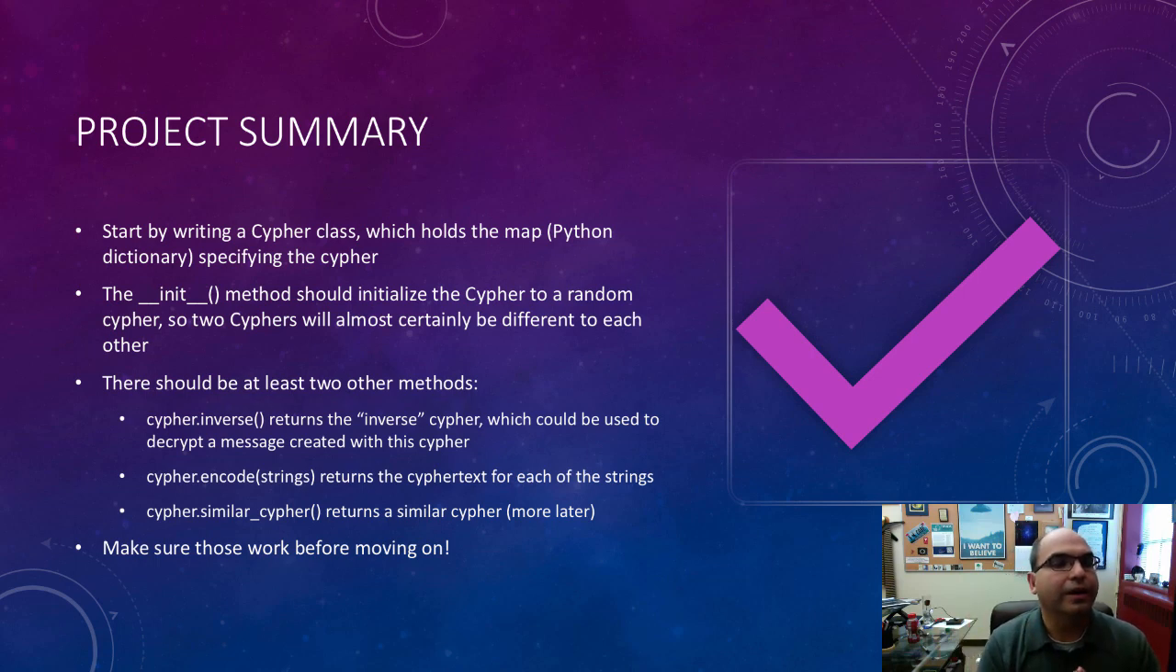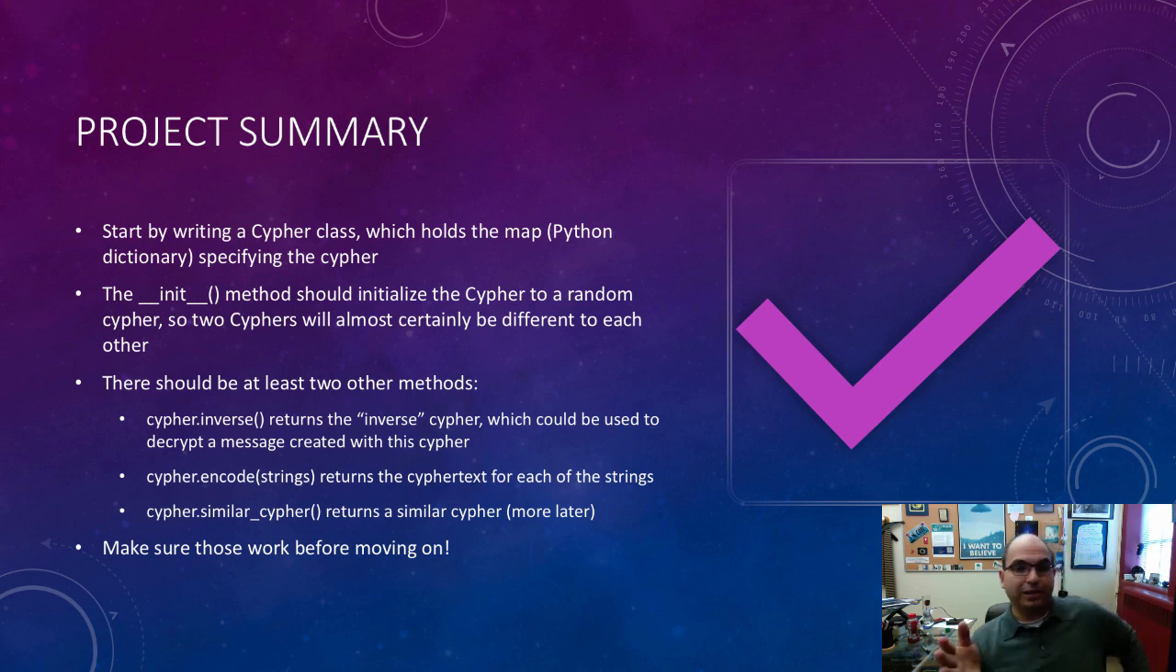There should be at least 2 other methods. There needs to be something called inverse. And inverse returns the opposite cipher. So instead of A goes to B, it returns B goes to A. And if you think about it, I can encode a message using a cipher, and then I can decode the encrypted message to get the original message back if I use the inverse cipher, right? So that's what the inverse cipher does. It just lets me decode messages.